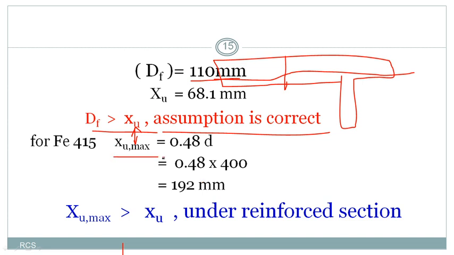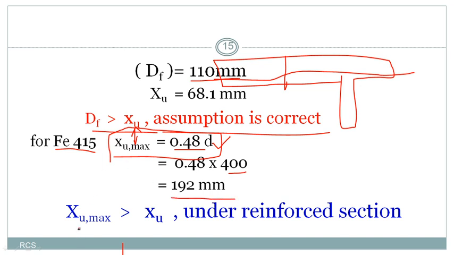And now we have to calculate what XU max is. According to IS 456-2000, for Fe415 grade steel, XU max equals 0.48 D. This we can get from the code. And D, the effective depth of the beam, is given as 400. If you calculate this, we will get 192 mm.